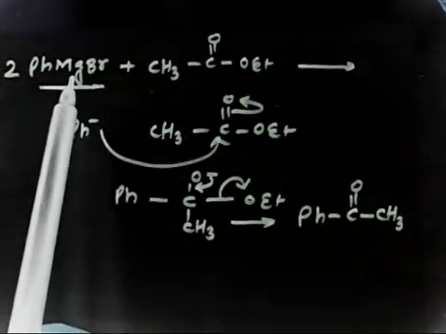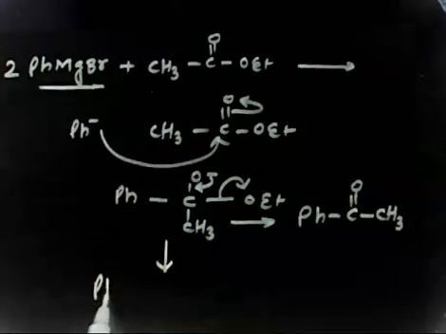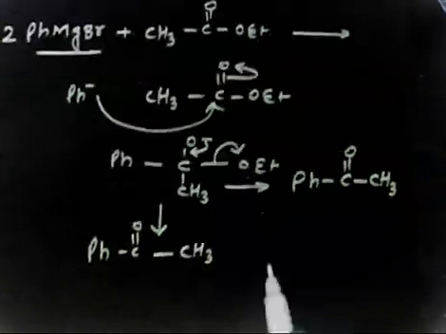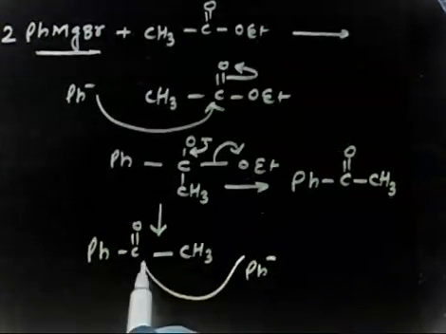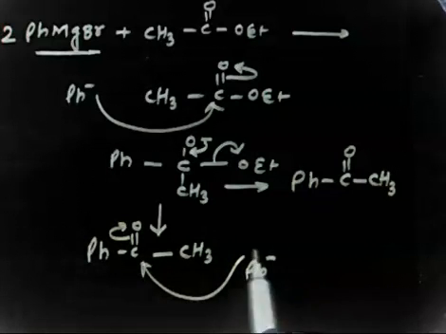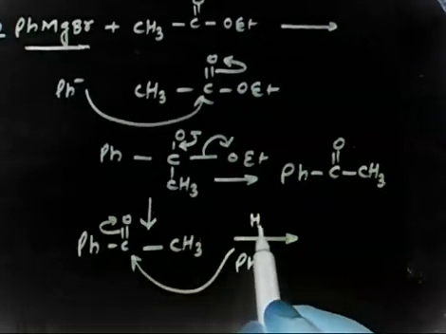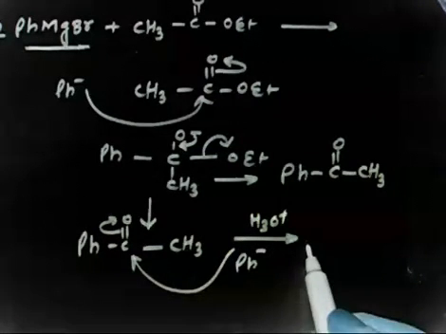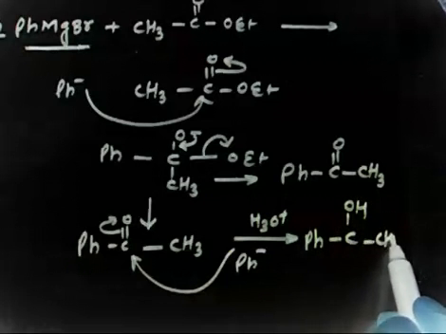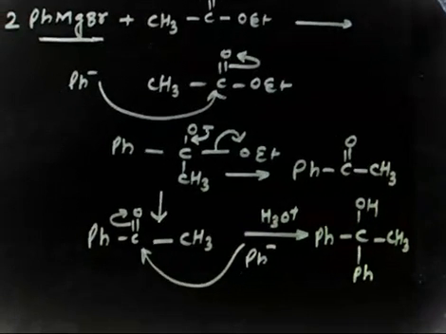Now next mole of PhMgBr you can use, because PhMgBr has been taken in 2 moles. So PhCOCH3, and if you react with the next mole of Ph minus, this attacks here, this opens up, and if you do hydrolysis, I can write the final product. O minus will be converted into OH, so COH, CH3, and one Ph group is attached there. So this is the final product you are getting. Are you getting or not?